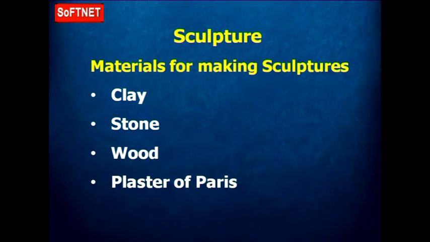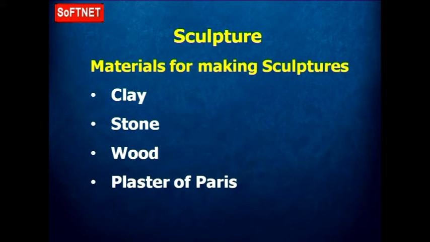Another important material, as we have said, is stone, which can survive the weather, which can survive the times. So stone has been a very strong material for sculpture. And wood is another material. We have very few examples of wood sculptures, but we do have some examples of wood carving and wood as a material being used for sculpture.